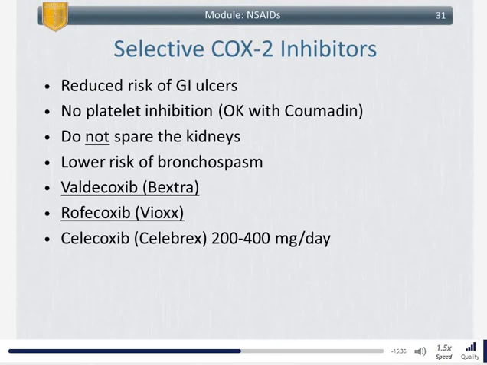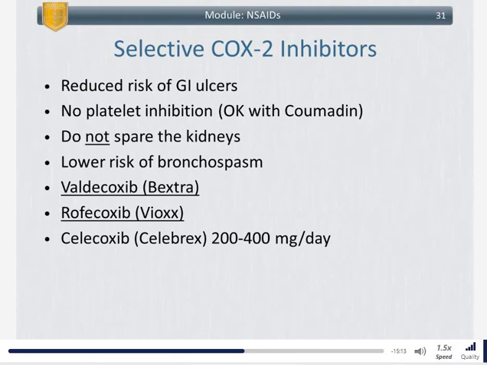Now, it's not completely okay with Coumadin because you still can get some GI risk. So if they do get an ulcer, a bleeding ulcer, again, because they're on Coumadin, it could turn into a hemorrhage. It is not true that they spare the kidneys, so you can't use it for that reason. As we've been talking about, there is a lower risk of bronchospasm.